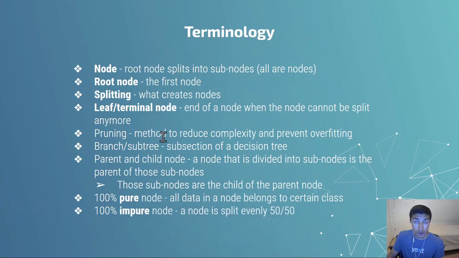The next two terms refer to the purity of the node. A 100% pure node occurs when all data in a node belongs to a certain class. In contrast, a 100% impure node occurs when a node is split evenly in a 50-50 division. In a 50-50 division, the information actually gained is not very significant, making the goal an overall 100% pure node to ensure the decisions can be most clear and beneficial, making a proper final outcome. These are a basic list of the terms that are going to be critical throughout the rest of this part of the course when we discuss decision trees.